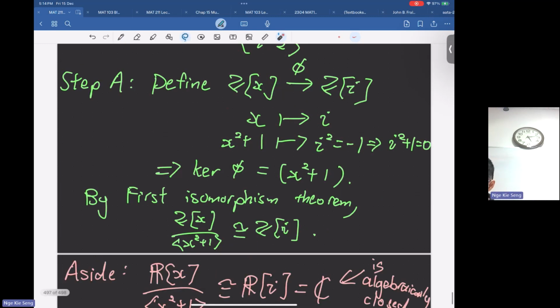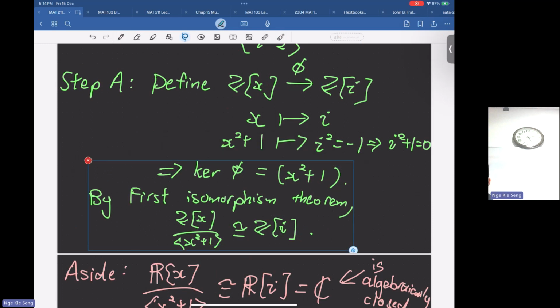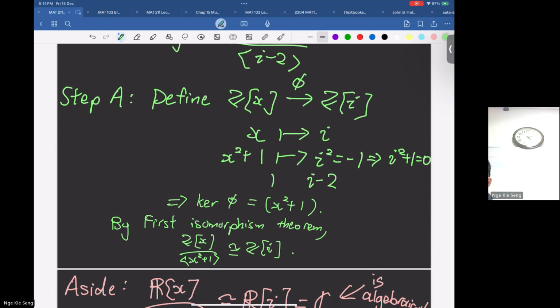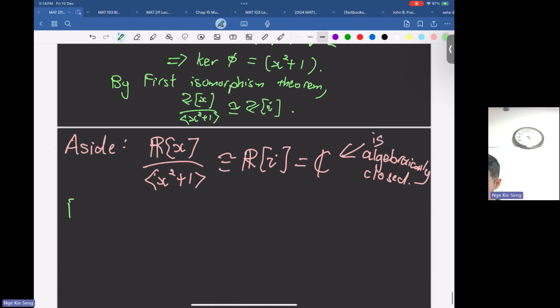Let me put it here, and make this smaller. So what's the pre-image of I minus 2? It is just X minus 2. Okay. So by the proposition above, how do we use it?